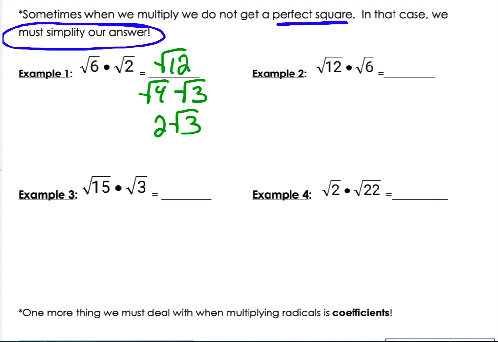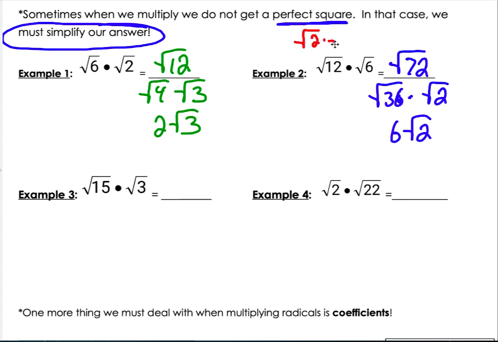12 times 6 is 72. Oh, not 27. But that's really 36 times 2, which is 6 square roots of 2. Okay. Another way to think about it is that it's really square root of 2 times the square root of 6 times the square root of 6. And then think about what we talked about up top. Square root of 6 times square root of 6 is just 6, so we get 6 square roots of 2.